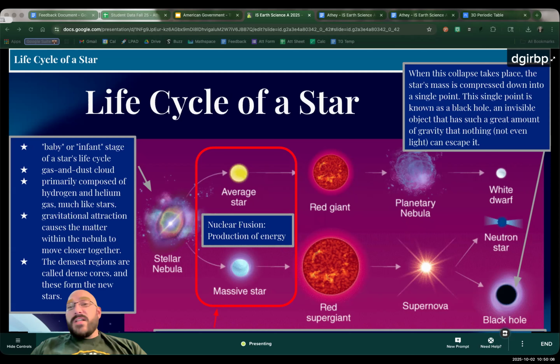So no, there's nothing else it could be before it's a nebula. A nebula is just a collection of matter, gas and dust out there, kind of close together in space. Other questions about the life cycle of a star?